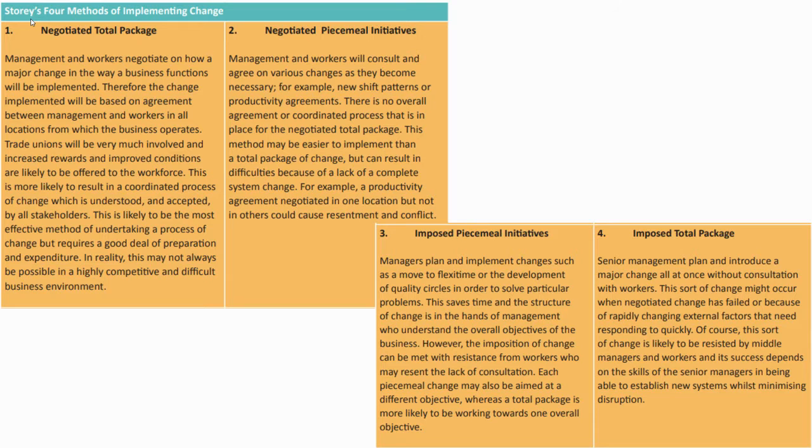Number 2 is negotiated piecemeal incentives. So that is basically when you just have little changes. So, okay, we're not going to change everything all at the same time. We're just going to change this one aspect of things. So we'll have meetings, discussions. We'll change this aspect of how things work. And then once everyone's agreed, we'll sort of change that.